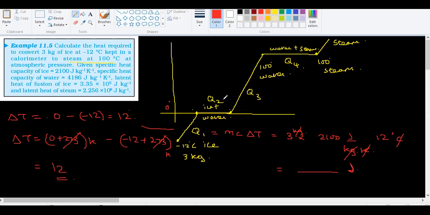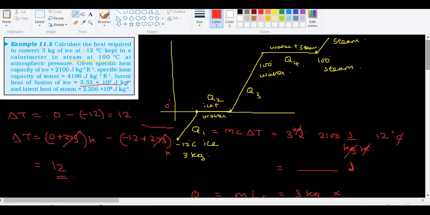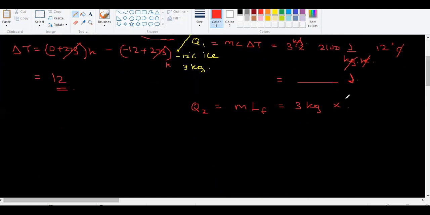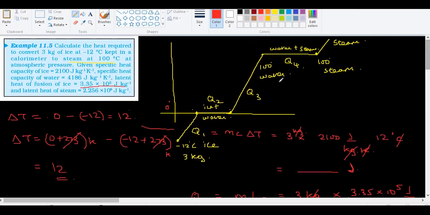Similarly, Q2. I don't have space here. Since it is a straight line, I told you it's not MC delta T, it is M into L F. M is 3 kg. LF is latent heat of fusion of ice. Latent heat of fusion of ice is given as 3.35 into 10 power 5 joule per kg. So the kg cancels, so I'll be getting joule. So again, multiplication your department. So do the same thing for Q3.